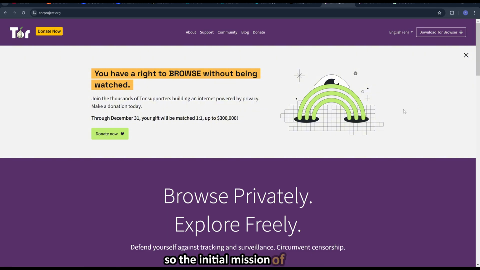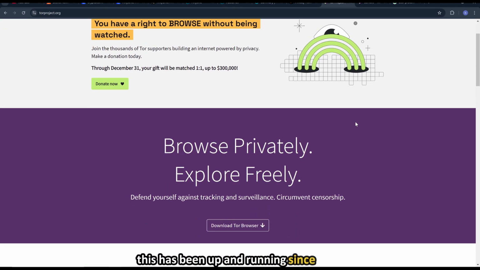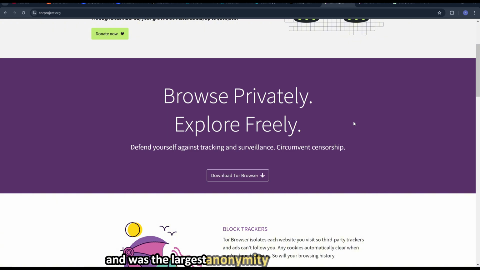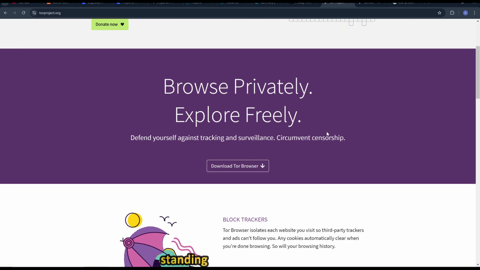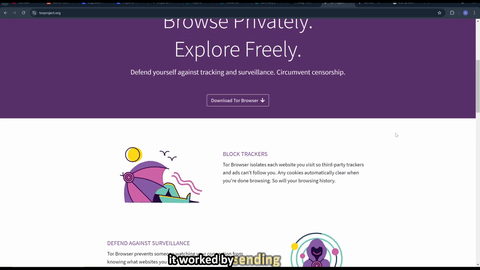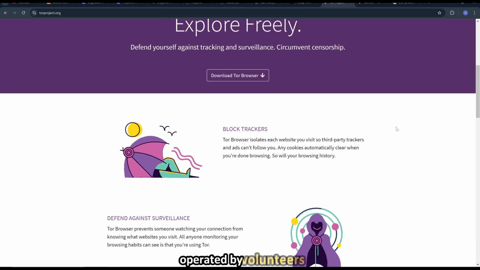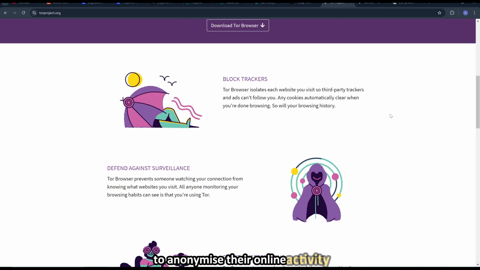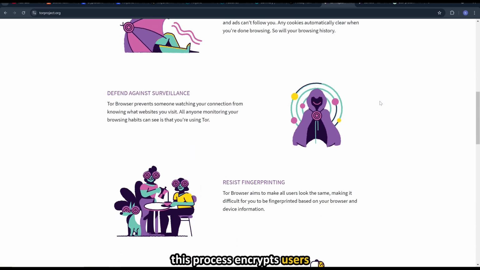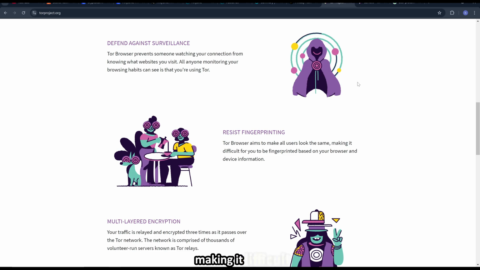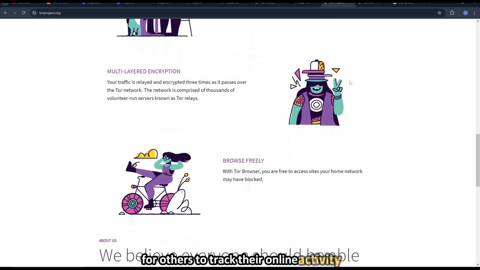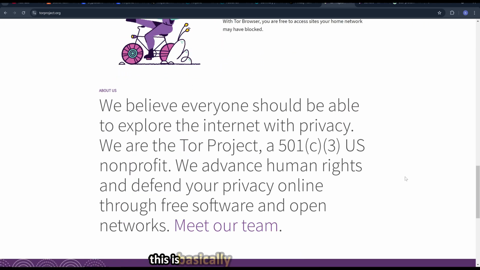What is it? Or rather, what was it? The initial mission of ATOR was to help scale the original Tor network. This has been up and running since 2002 and was the largest anonymity layer on the internet. Standing for The Onion Router, it worked by sending users' data through a network of relays, or nodes, operated by volunteers to anonymize their online activity. This process encrypts users' data through multiple layers, making it difficult for others to track their online activity. To put it as simply as possible, this is basically the private internet.